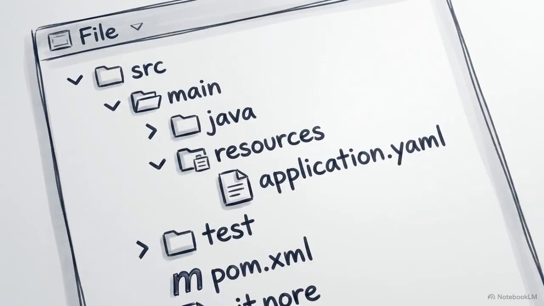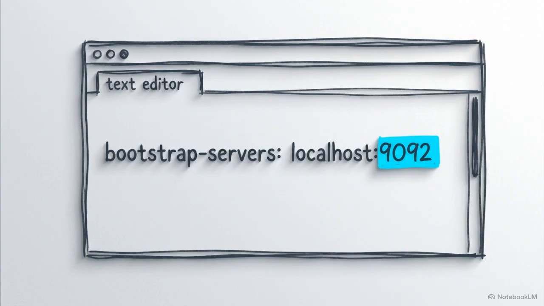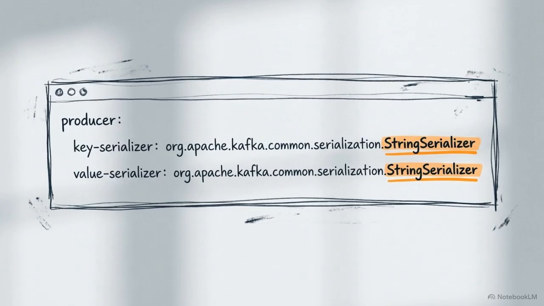Now we need to map our application to the local server infrastructure. In your project's main resources directory, create a new file named application.yaml. Inside this file, set the bootstrap servers property. This binds our Spring Boot application to the local Kafka server on default port 9092. Below the port settings, configure both the key and value serializers for the producer to use the standard string serializer class provided by Kafka.